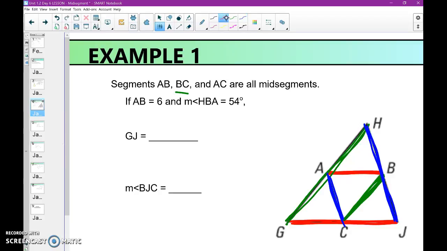So it tells us that AB is equal to 6, and we're trying to find GJ. Now GJ actually matches with that mid-segment. So if the mid-segment is half the length of GJ, well, what do I do with 6 to get to GJ? Remember the formula we talked about? You do 2 times the mid-segment, which means the full opposite side is 12.